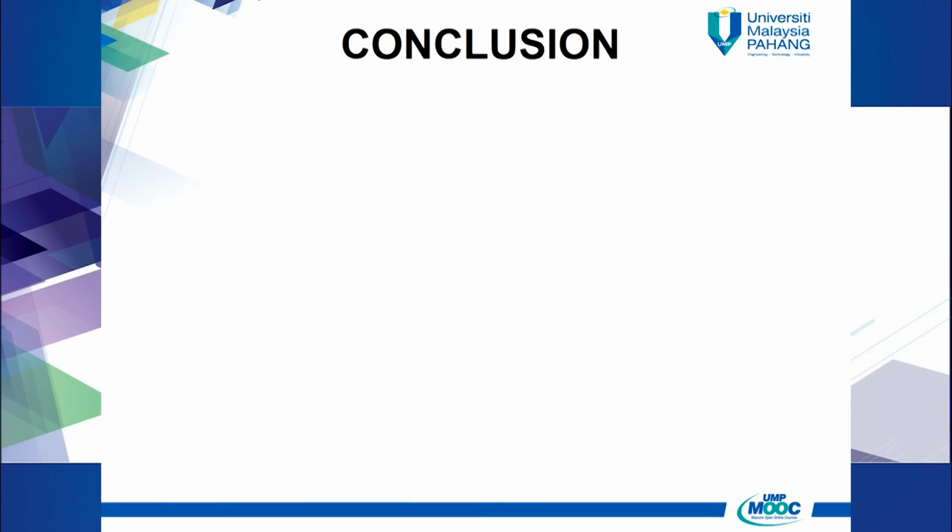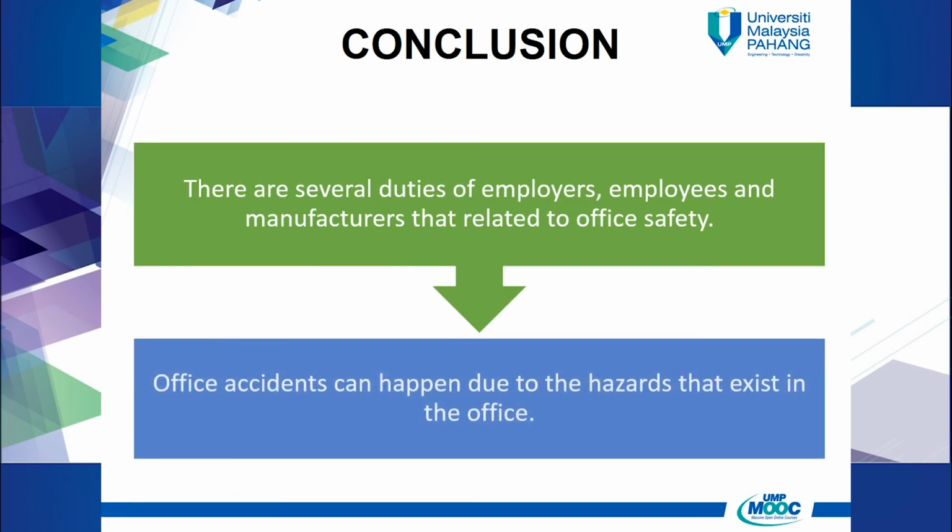As a conclusion for this lesson, let us recap the important points. There are several duties of employers, employees, and manufacturers that relate to office safety. Office accidents can happen due to the hazards that exist in the office.